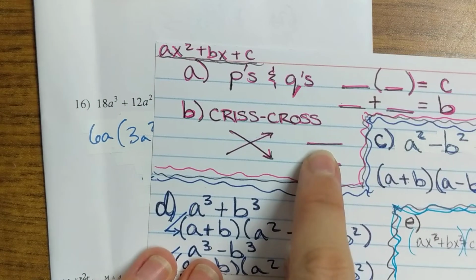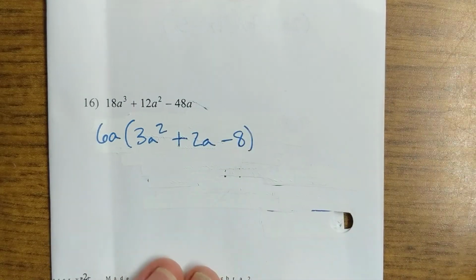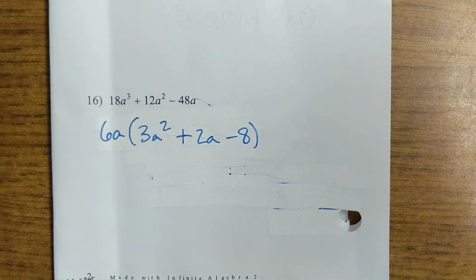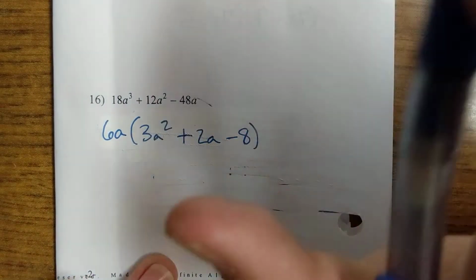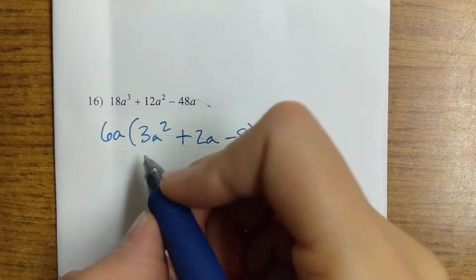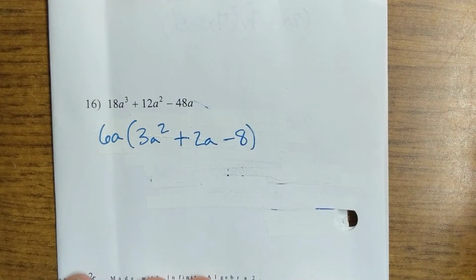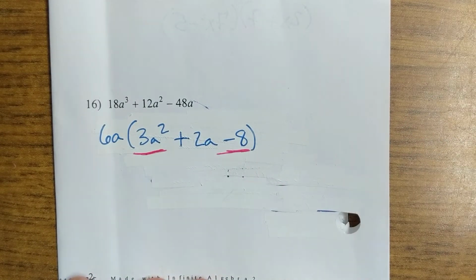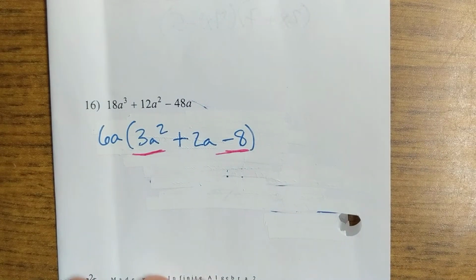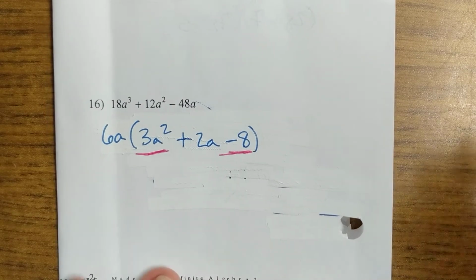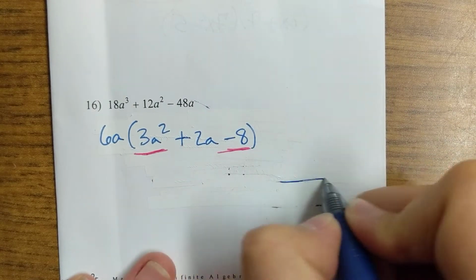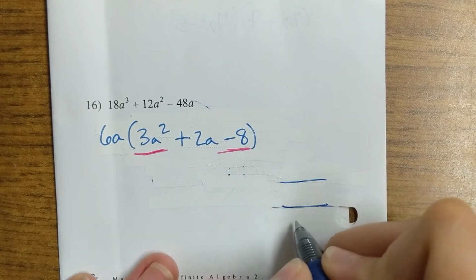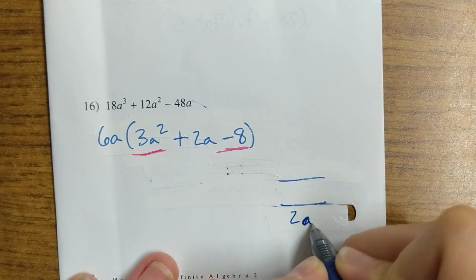So my favorite method is the crisscross method. If you prefer other methods or want to look into others, there are some on my YouTube channel just about factoring. So anyways, under the first term, I'm going to put 2 factors. Under the third term, I'm going to put 2 factors. And then I'm going to crisscross to make sure that those factors really do make up the middle term. So whatever they do, they need to add up to give me positive 2a.